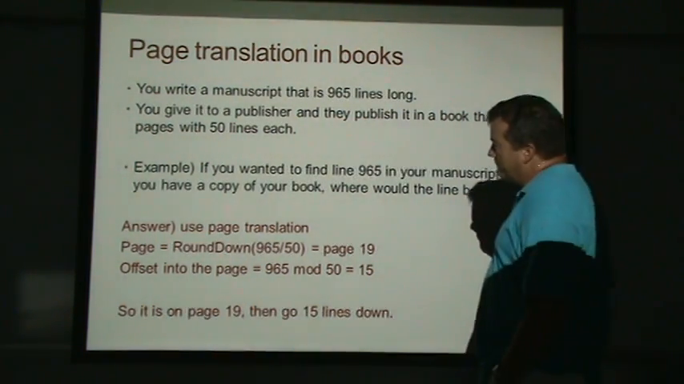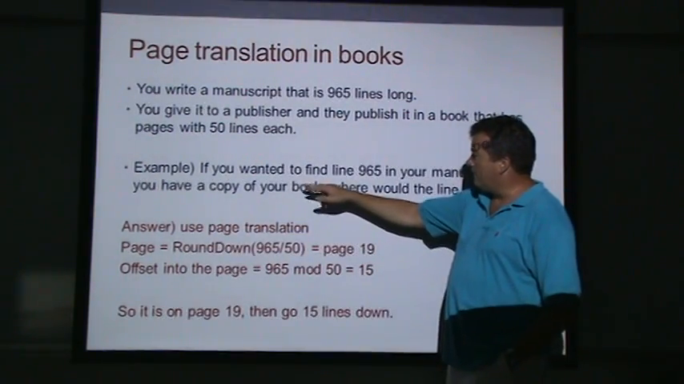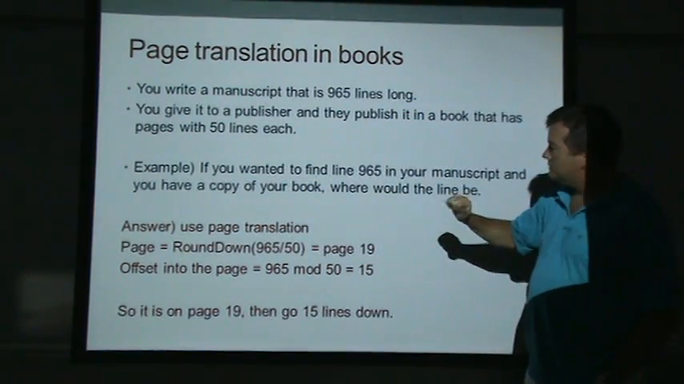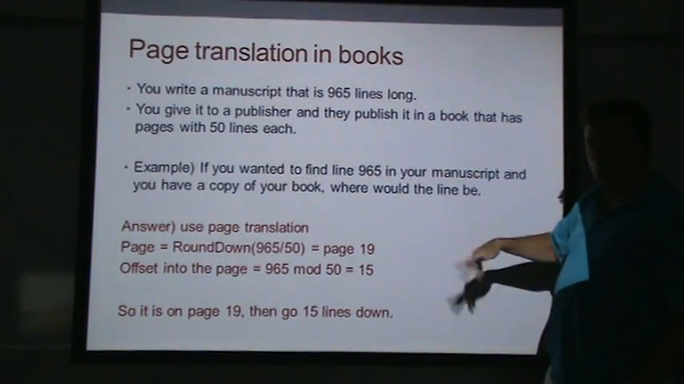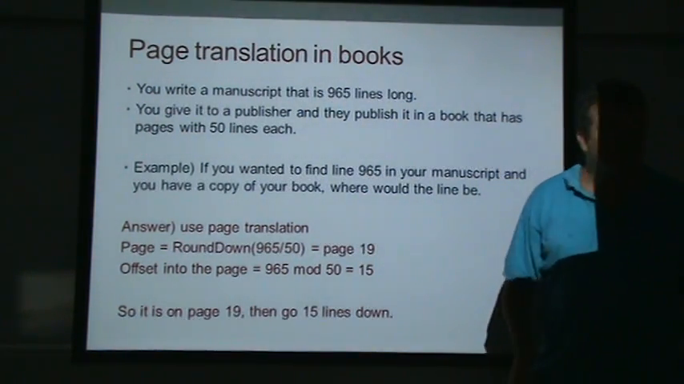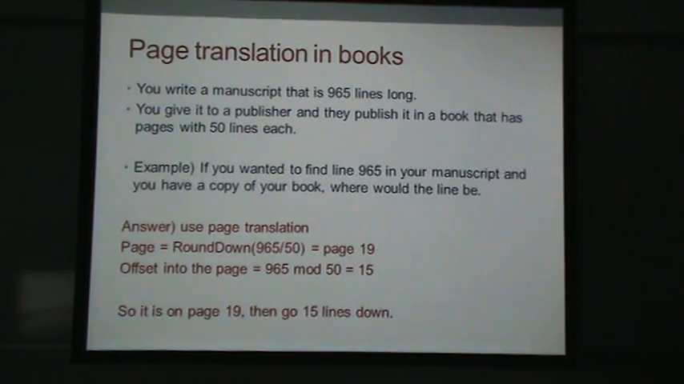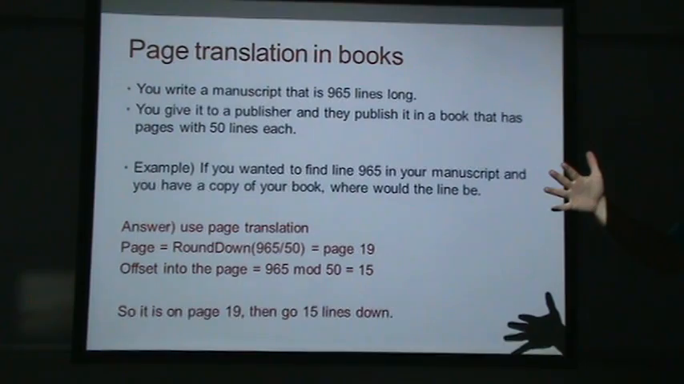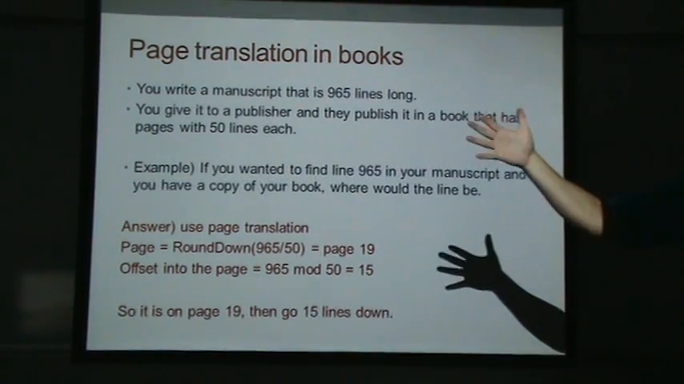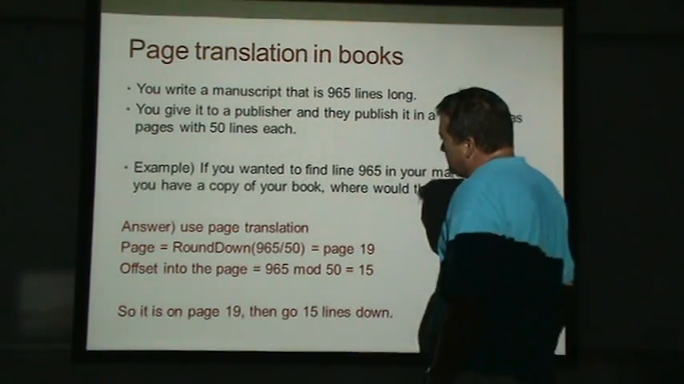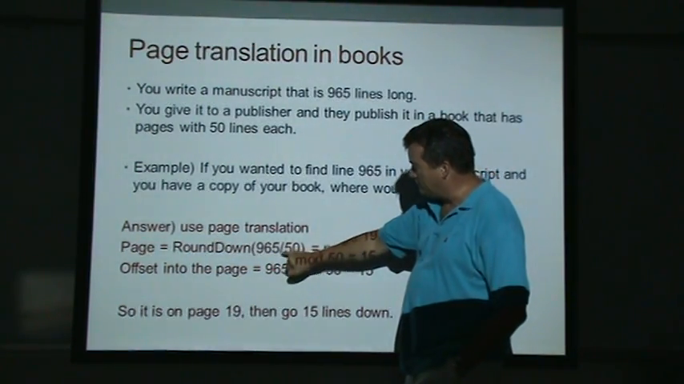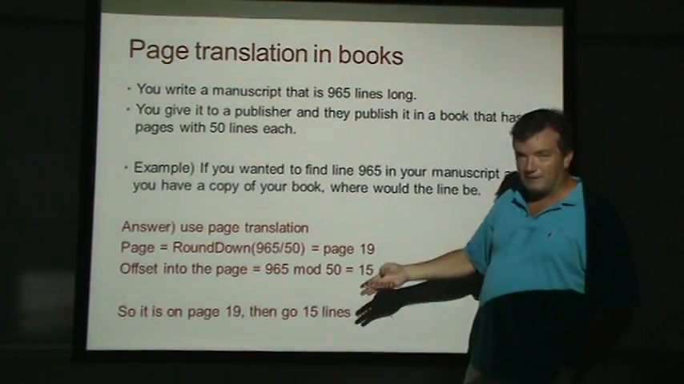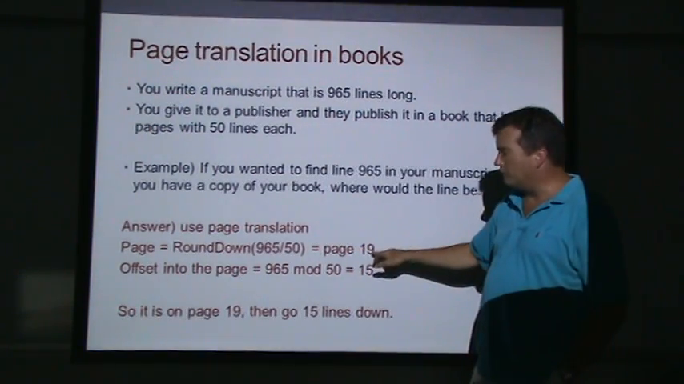Suppose after the book has been printed, you wanted to find a line that is, say, line 965 in your manuscript. Where would that be in your book? How would you figure out where that is? The first step is you'd have to figure out what page you're looking for. You'd have to know how big the pages are. So you would take 965 divided by the size of a page, round that number down, and you'd realize you're on page 19.